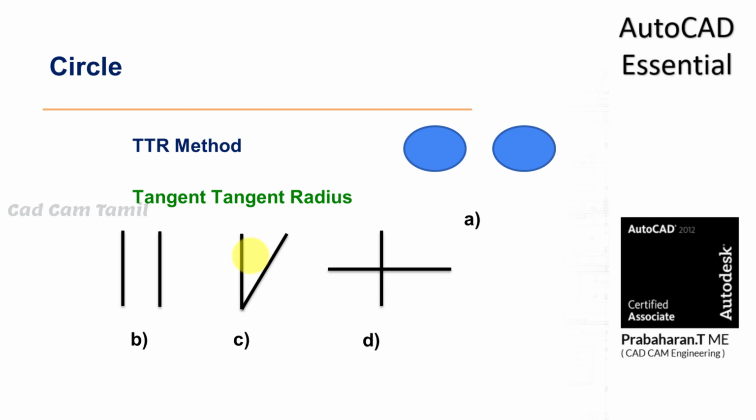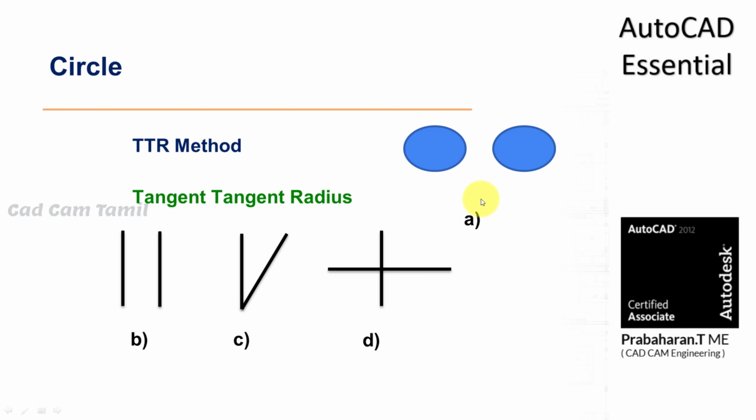Next we are going to discuss the Ttr method. That means tangent, tangent, radius. We are going to construct the circle tangent to the two objects with the specified radius. That's all. Okay, here I have 4 sets of objects. Let me ask you one question. Which set of objects is tangent to each other? Either A, B, C, D.